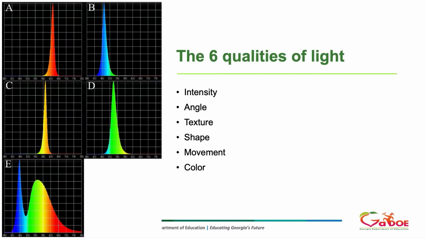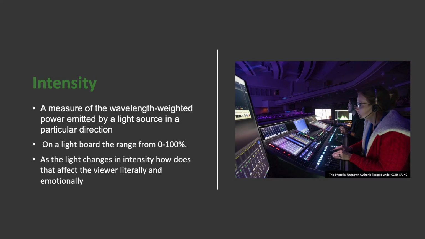The 6 qualities of light. These are intensity, angle, texture, shape, movement, and color. Intensity is a measure of the wavelength-weighted power emitted by a light source in a particular direction. On a light board, the range can be from 0 to 100. As the light changes in intensity, how does that affect the viewer, literally and emotionally?